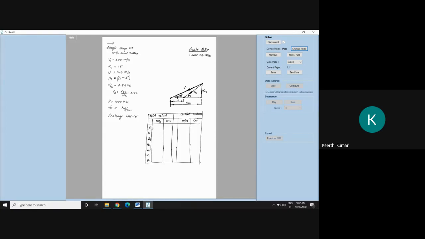What is V1? V1 is 300 meters per second, that is given in the question. If we convert into centimeters, it becomes 8.33. U is 144, that is also given. If we convert, that is 4 centimeters. VU1, VR1, VA, alpha 1 is 18 degree. Beta 1 you tell. Remaining values you tell from the inlet triangle first. If anybody has doubts, you ask me, I'll explain.